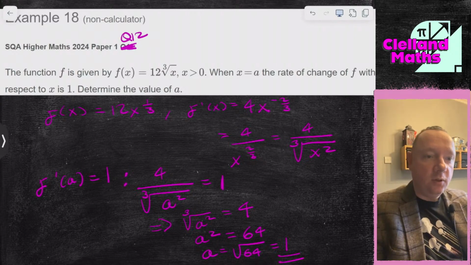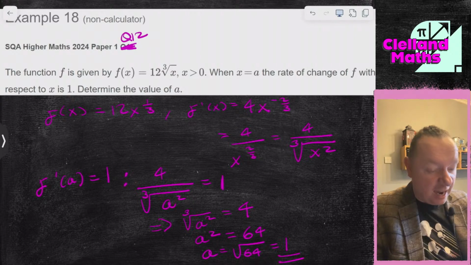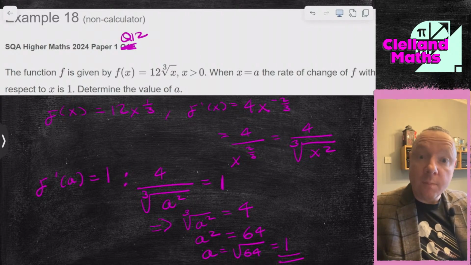This has been a good time to kind of stop there. This has been the whole of a masterclass on Higher Maths differentiation, preparing you for your SQA Higher Maths 2025 exams.